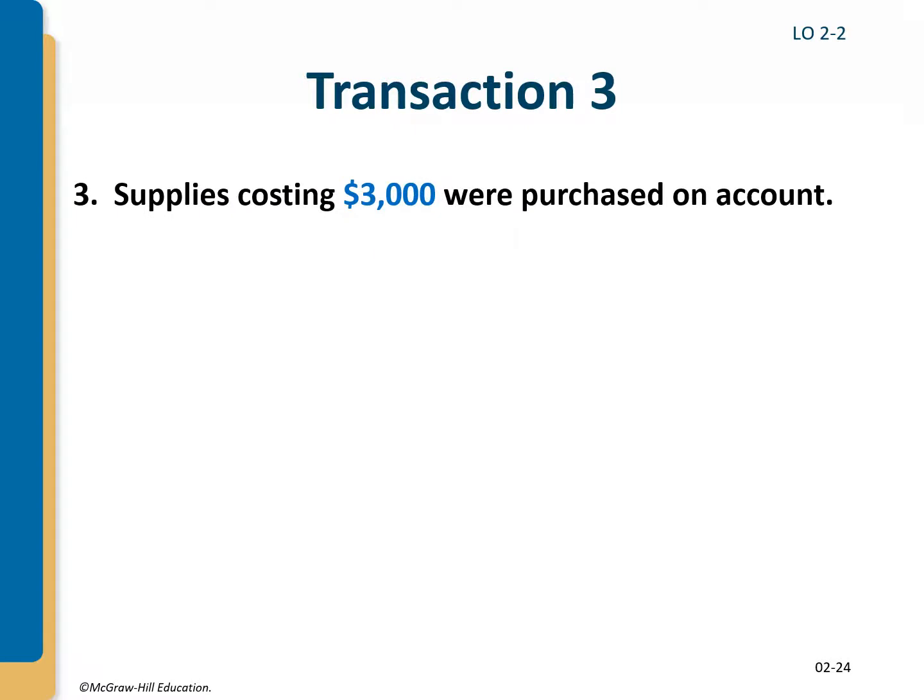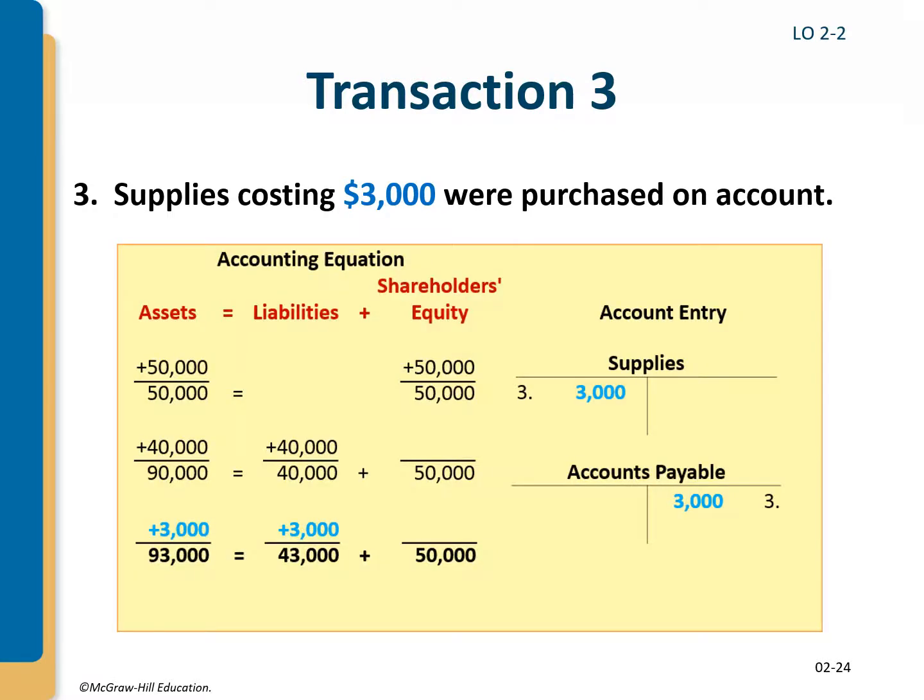Excuse me, supplies costing $3,000 were purchased on account. So they are not paying for them when they're purchased on account. That means the company owes the money. So the asset, supplies, will increase. Supplies then will be debited because assets are debited when they increase. Liabilities will also increase because they owe this money. So we're going to increase the liability accounts payable on the credit side.